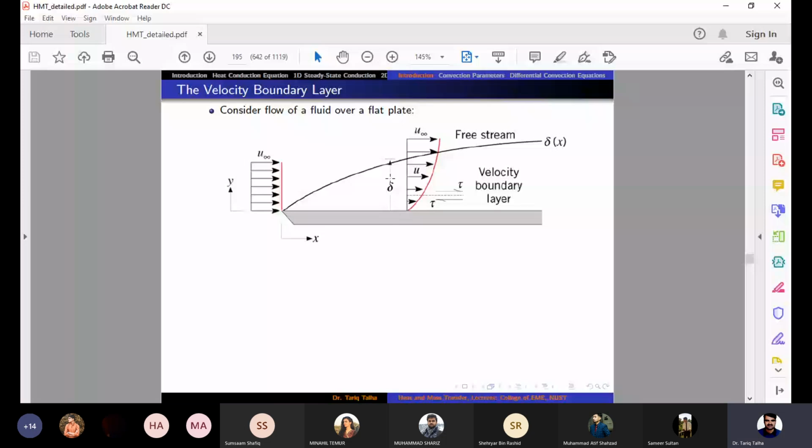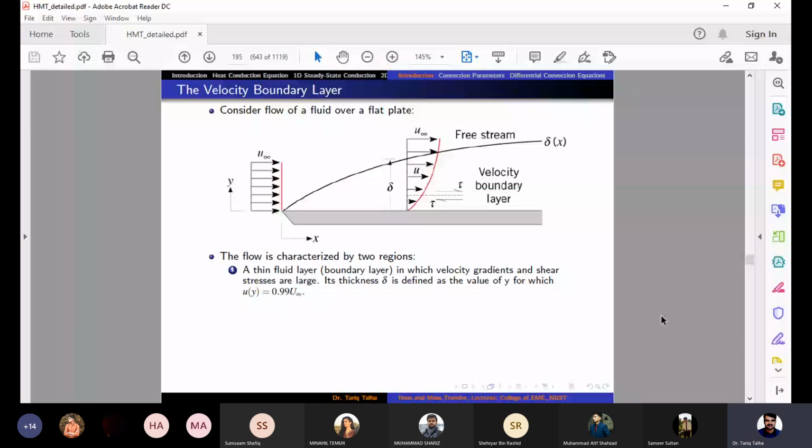Here you can see delta, showing the distance between the solid surface and the edge of the boundary layer. How do we define the edge of the boundary layer? It is the distance away from the wall at which the velocity becomes equal to 99% of the free stream velocity. That is written here: u of y becomes equal to 0.99 u infinity.